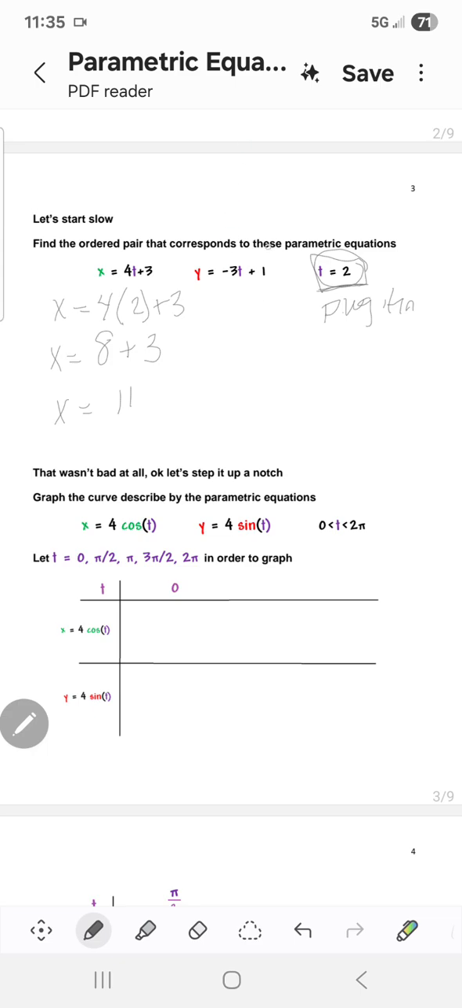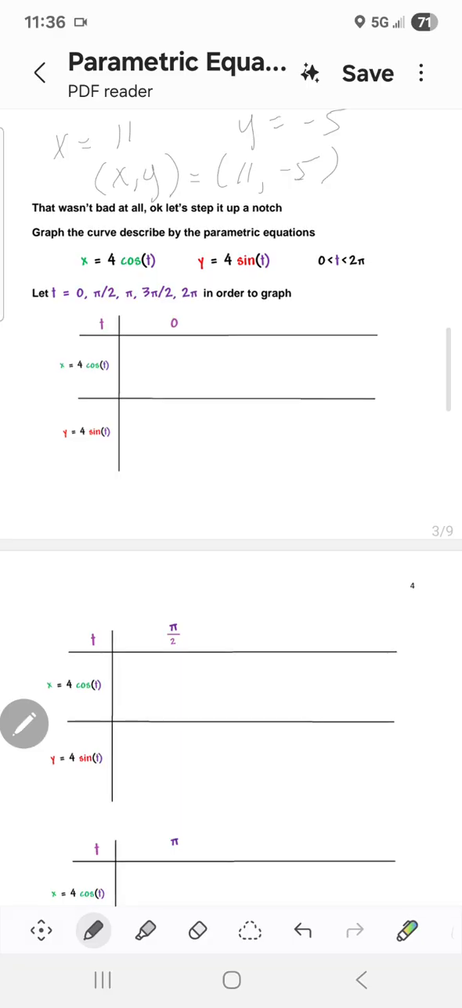Okay, now we're going to look at the y part. Again, we're plugging in t is 2. So I've got y equals negative 3t, well, t is 2, plus 1. So y equals negative 3 times 2, that's negative 6, plus 1. So y equals negative 5. Oh, okay. So, ordered pair x, y: x is 11, and y is negative 5. Beautiful. These two equations, x and y, are both changing based on that variable t.